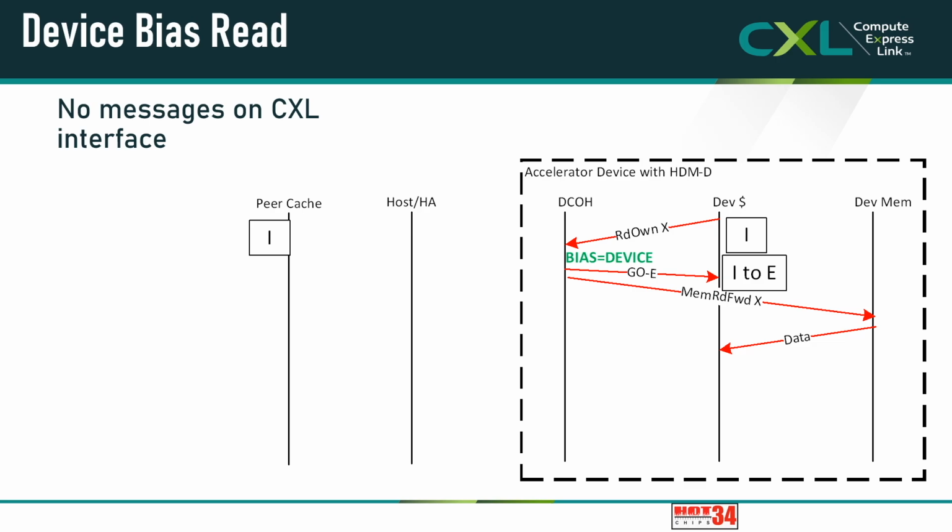Okay, now showing the alternative flow, which starts out the same, where the device cache sends the read-own for address X to the decode. But in this case, it finds the bias state is in device bias. So it doesn't need to send anything on the external interface to the host. It can immediately give GO-E to the device cache. It sends the mem read forward directly to the memory controller, which returns the data and the message. The request is done. Data is installed in the cache, and no messages showed up on the external CXL interface. It was all confined within the device.